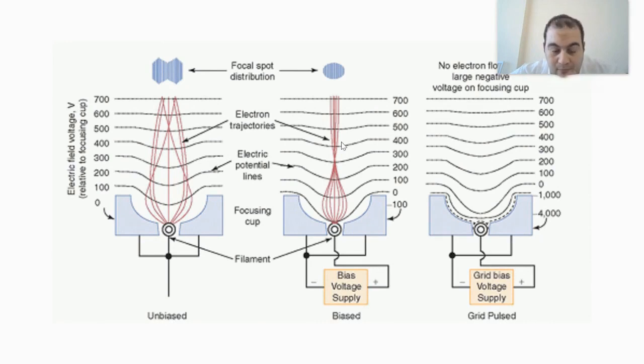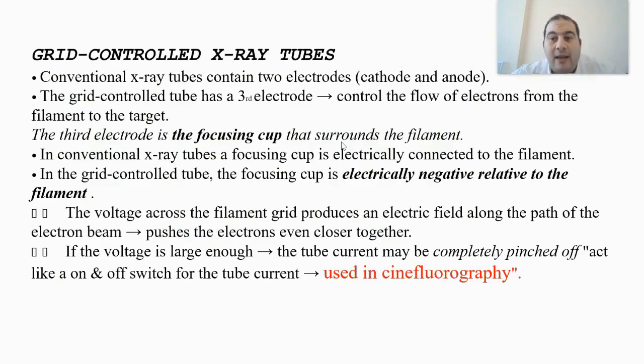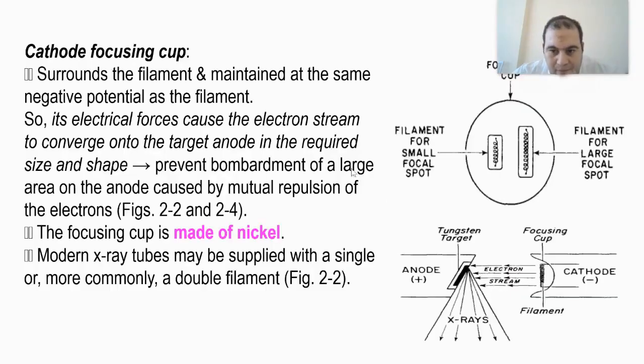Now, regarding the filament, there are types of filaments. One is called the short filament, and the other is called the long filament, meaning the filament that is directed outwards, towards the anode. What is the function of the filament? Its function is to provide electrons. So, if you want to narrow the beam of electrons, should you use a long filament or a short filament?